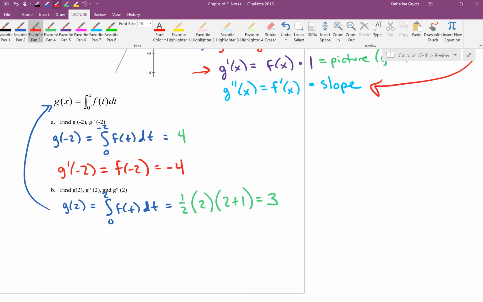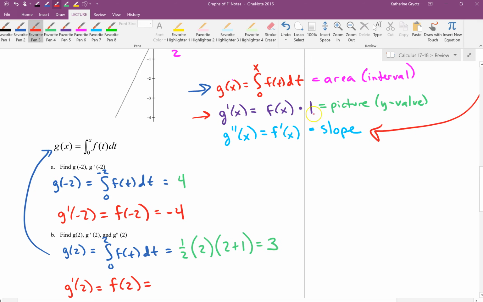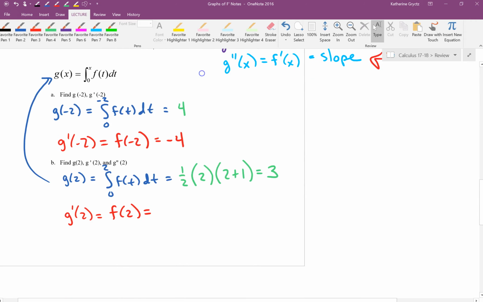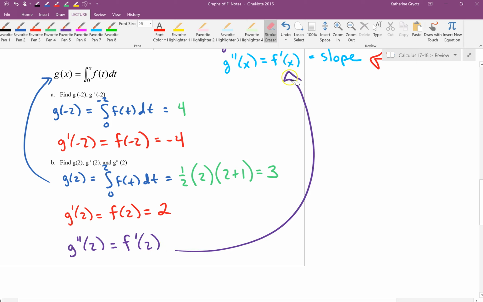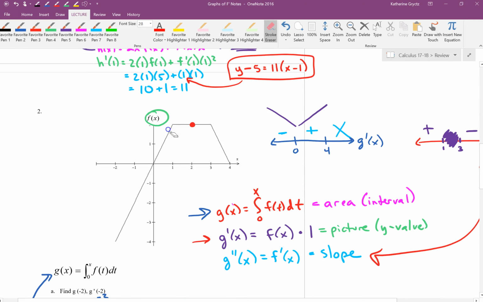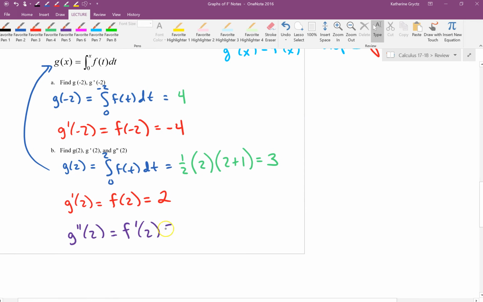Okay, and so then we're going to do g prime of 2, which is f of 2, which we're looking at the y value again, the y value in our picture. So f of 2, the y value here is 2. So we're going to write down a 2. And then last one, g double prime of 2 is equal to f prime of 2 from up here, which was our slope. So we want to know the slope at 2. And we kind of talked about this earlier, but the slope at that point is 0. Okay, so we're going to write down our slope as 0.